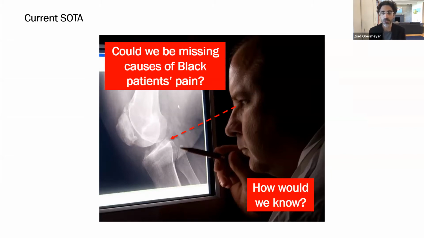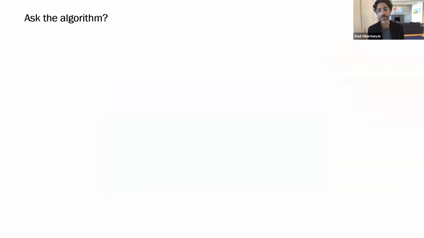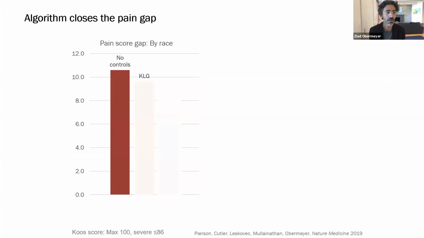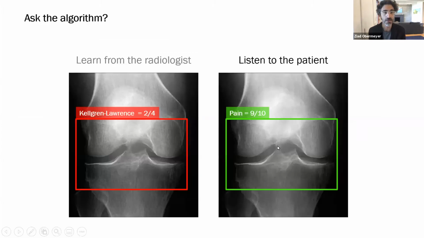And so what we did in a paper that we published last year in Nature Medicine is we turned to a perhaps unlikely source, which is an algorithm. So typically, the standard machine learning playbook is we teach the algorithm to learn from the radiologist. So we show the algorithm a lot of x-rays, and then we ask it to spit back out what a radiologist would say about that x-ray. We took a different approach, which is that we asked the algorithm to learn not from the radiologist, but from the patient. So to tell us not what the radiologist would say about the patient's knee, but what the patient would say about the knee, and use that score that the algorithm generated based on the likelihood that a knee was going to hurt to grade the severity of that disease.